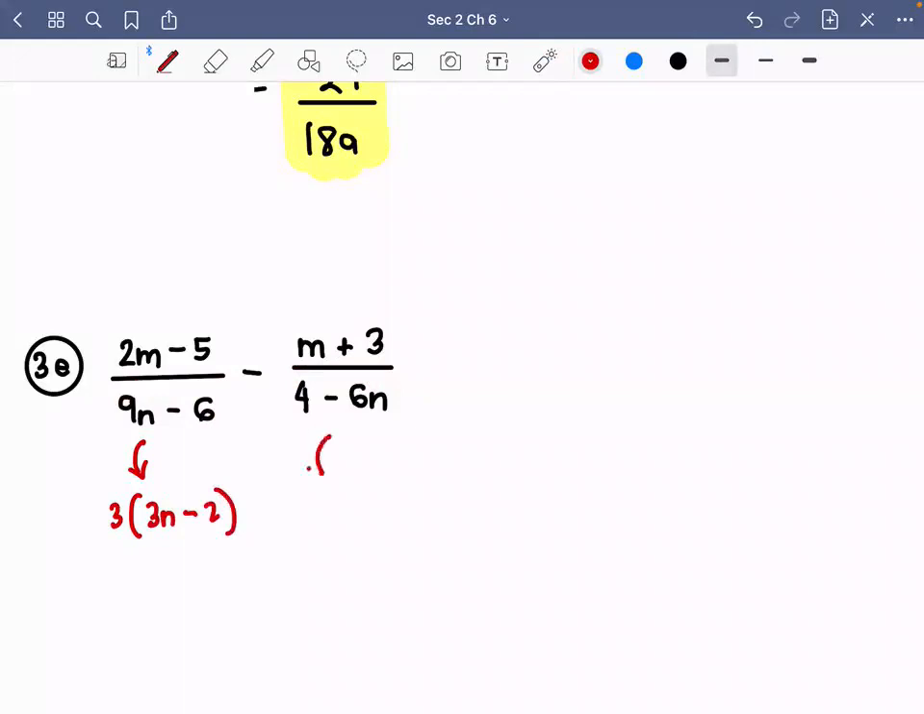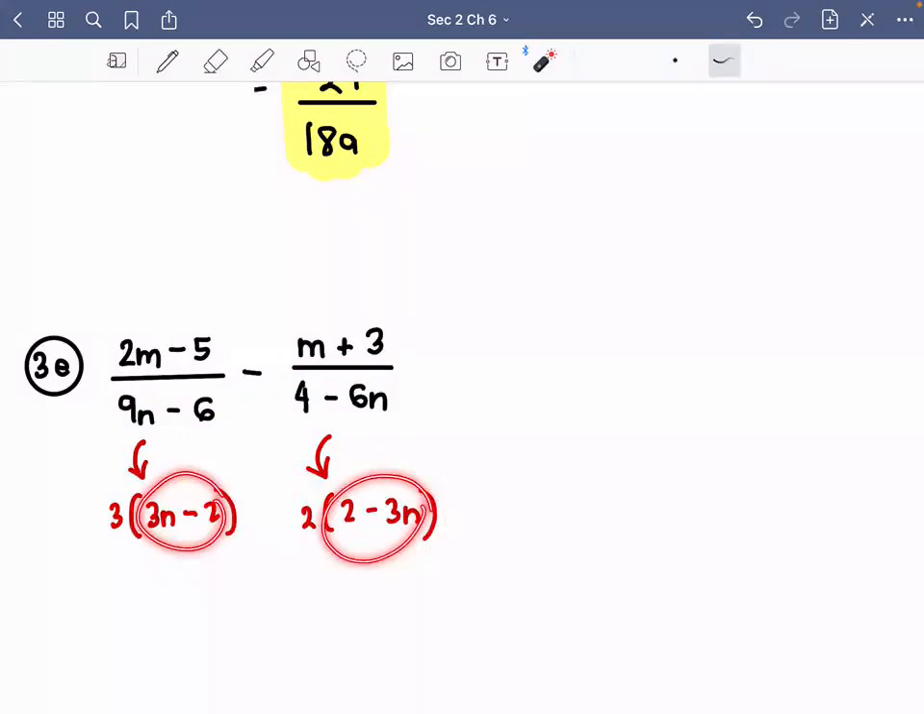But look at the other one. When you factorize this, let's say your common factor is 2, so you get 2 times 2 minus 3n. Okay, now, what do you observe? These two are almost exactly the same. It's just that they have different or opposite signs, correct?